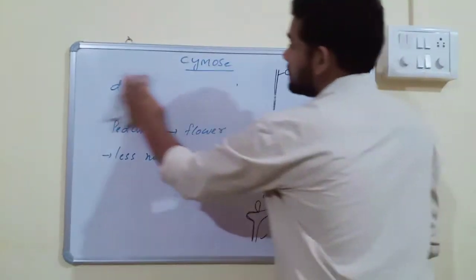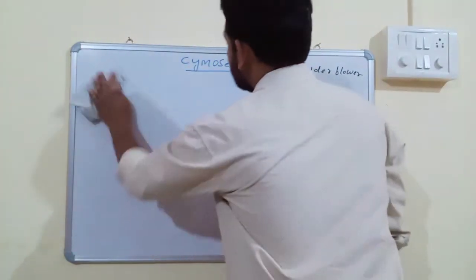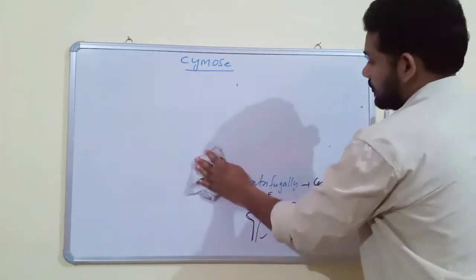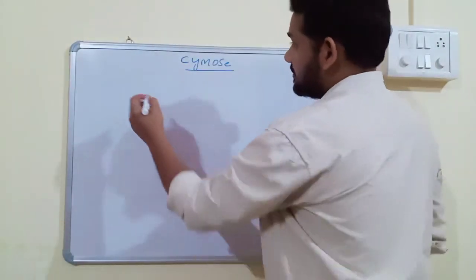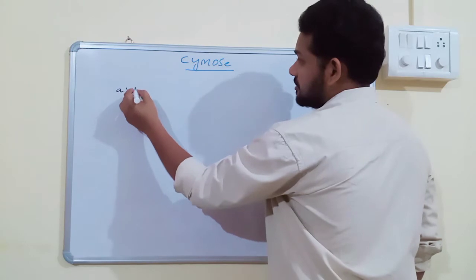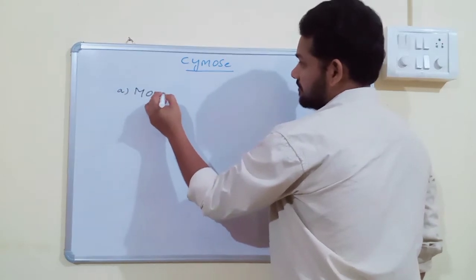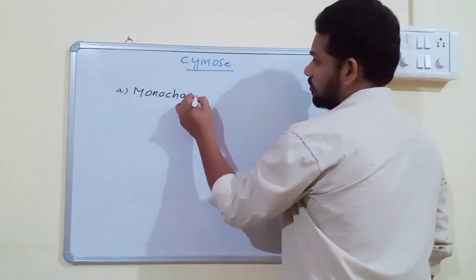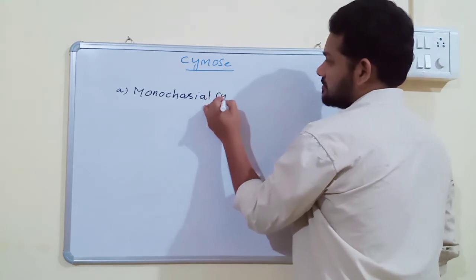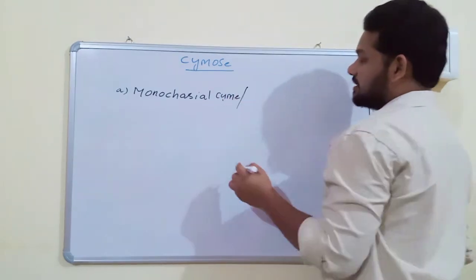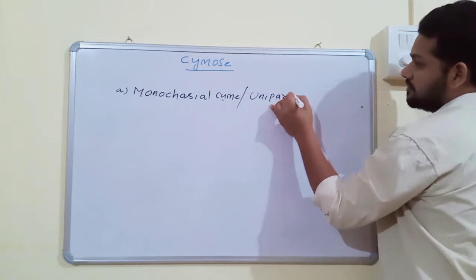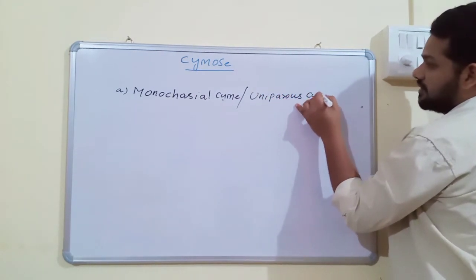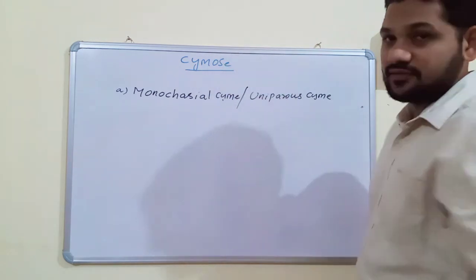Cymose inflorescence is further classified into three types. The first one is monochasial cyme, also called uniparous cyme. This is the first type of cymose inflorescence.